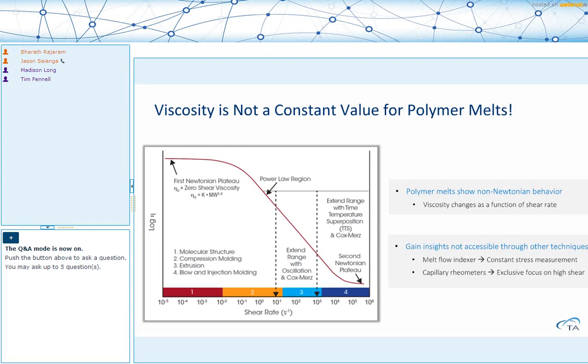And at this point, the viscosity is in what's called a Newtonian plateau. We call it the first Newtonian plateau, where the viscosity is more or less independent of the applied shear rate. And this is the place where the viscosity measurement is most sensitive to molecular structure.